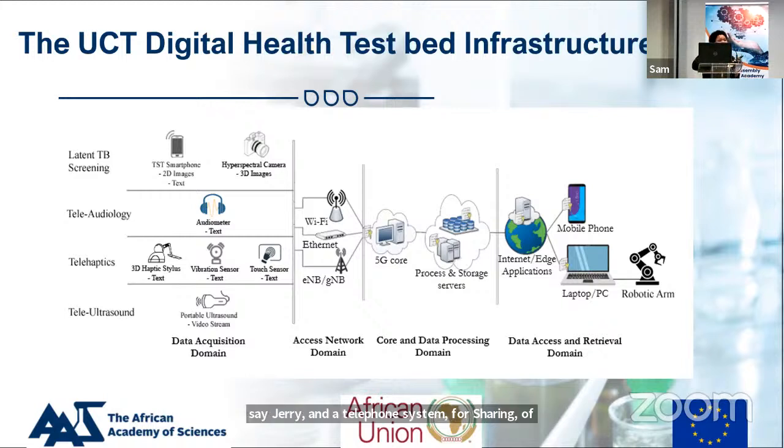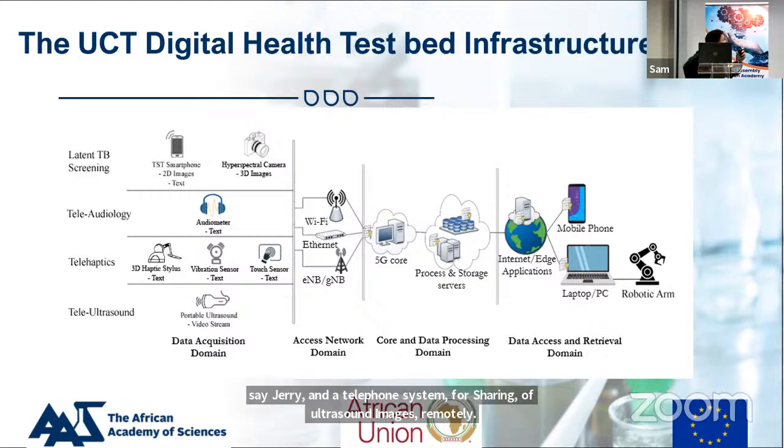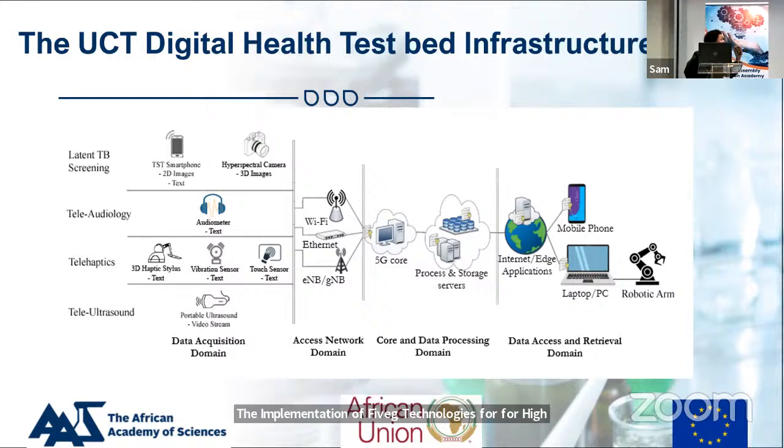And then on the access network domain, this is where we are seeing the implementation of 5G technologies for acquisition of big data, and use of artificial intelligence for processing health data on the edge of the network, or closer to the user. And then the core network, we are focusing on using open source technologies to implement 5G networks.